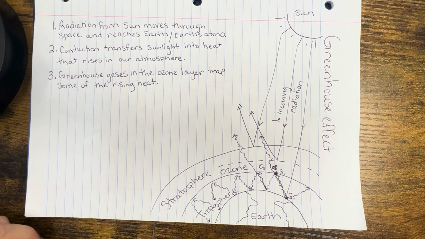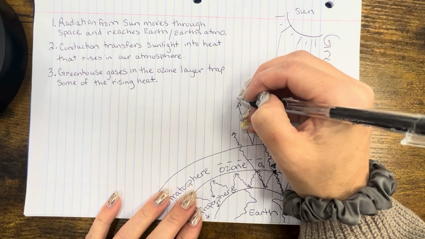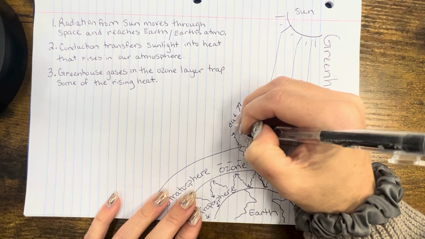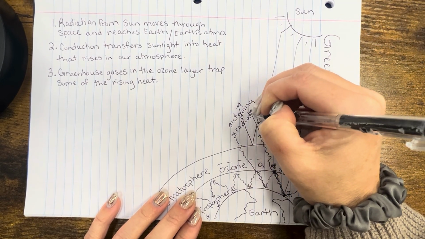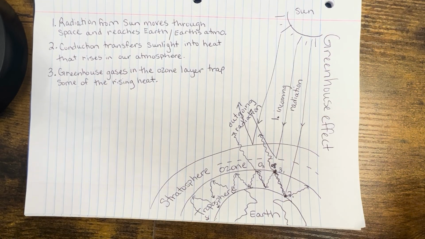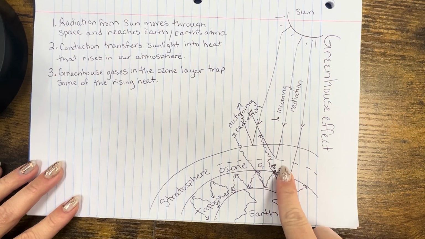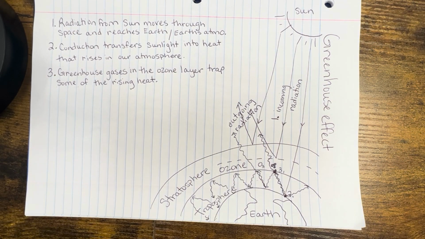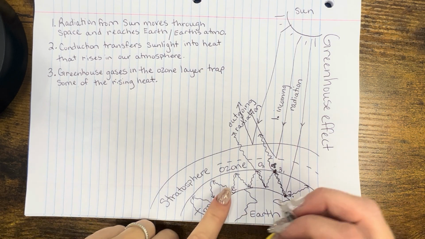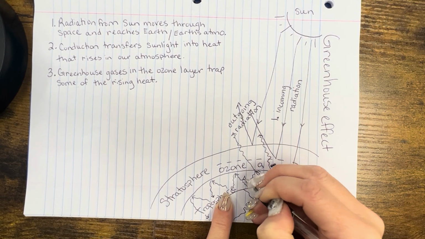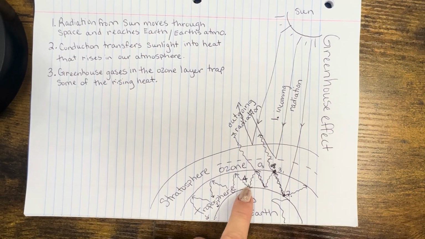Okay? So this area right here, this is called outgoing radiation. Okay, we have incoming, outgoing. All right, now this right here, this part right here, we're gonna label this area 4. This is step 4.